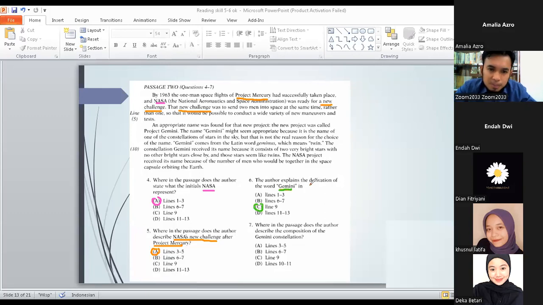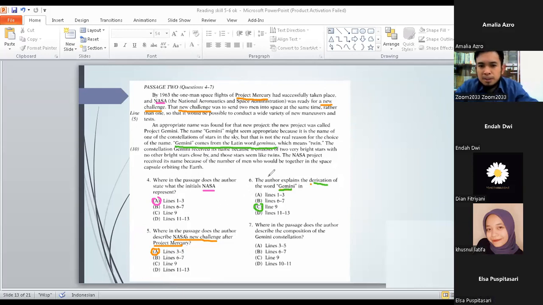Dari mana kata itu berasal? Ya, nah berada pada line ke-9. Ya, Gemini comes from the Latin word geminos, which means twin. Ya, nah inilah yang disebut dengan derivation. The author explains. Nah ini dia. Ya, jadi yang 6 sampai 7 itu dia belum menjelaskan derivationnya. Ya, oke, jadi nomor 6 itu jawabannya adalah line 9. Ya, nah, saya garis bawahi.